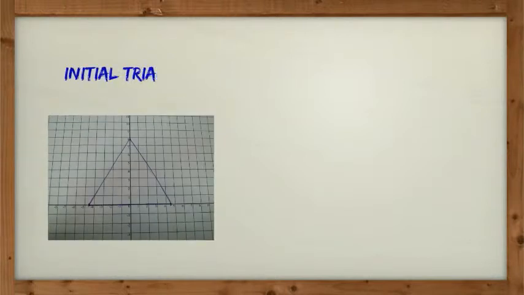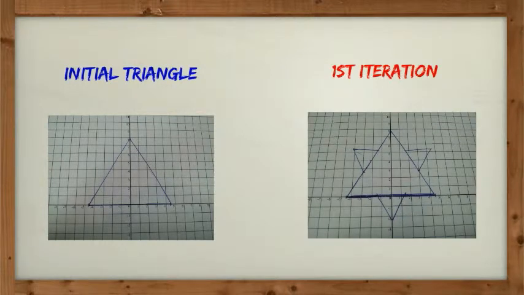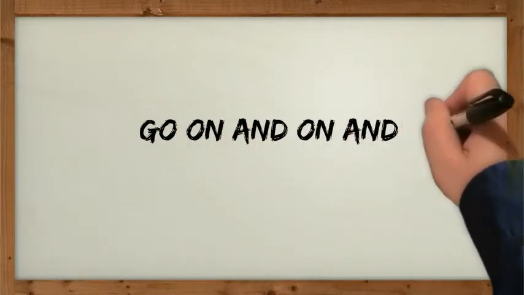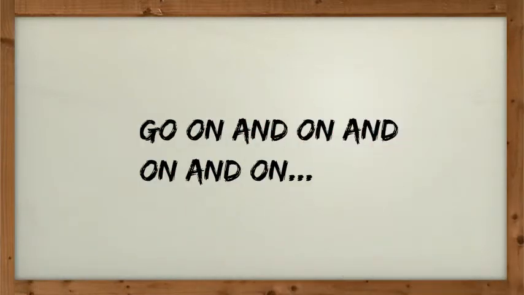Anyway, to form the Koch snowflake, we start with an equilateral triangle whose sides are 9 units long. In the first iteration, an equilateral triangle with sides 3 units long is added in the center of each side of the original. In the second iteration, an equilateral triangle with sides 1 unit long is added in the center of each side. And then in the third, an equilateral triangle with sides 1/3 unit long is added in the center of each side. The following iterations continue this process forever.